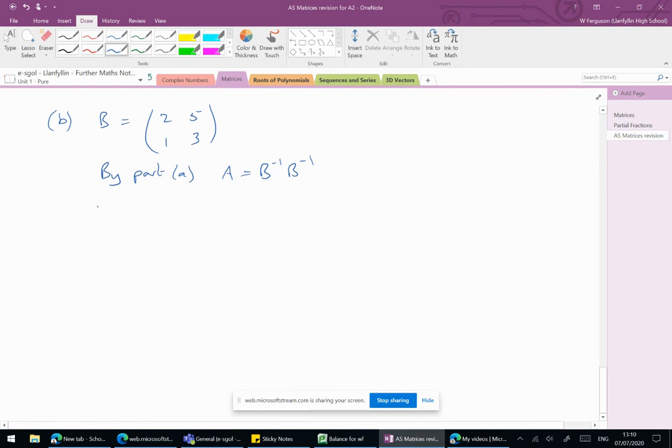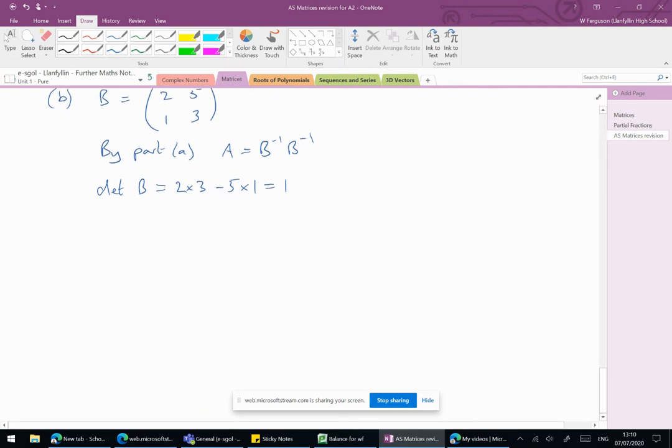And the first thing we need to do when we're working out an inverse is to find its determinant. So let's get det B. So multiplying the leading diagonal, 2 times 3, subtracting the product of the other diagonal, 5 times 1, gives me a determinant of B, which is 1. 6 take away 5 gives me 1. That's nice because I know that when I'm working out the inverse, I've got to have a fraction in front of my rearranged matrix. But in this case, the fraction is going to have a 1 on the bottom of it, so it's not going to cause any difficulty.